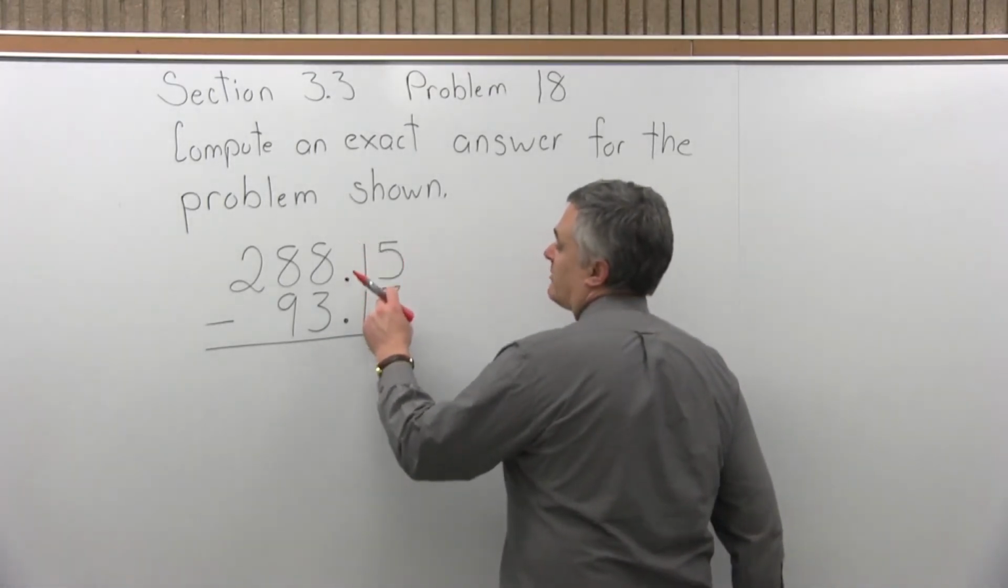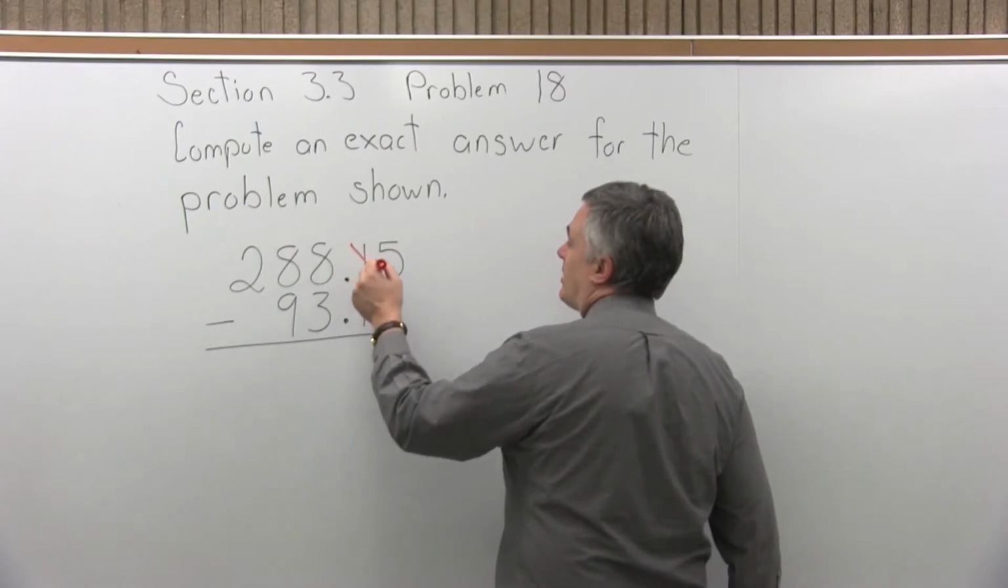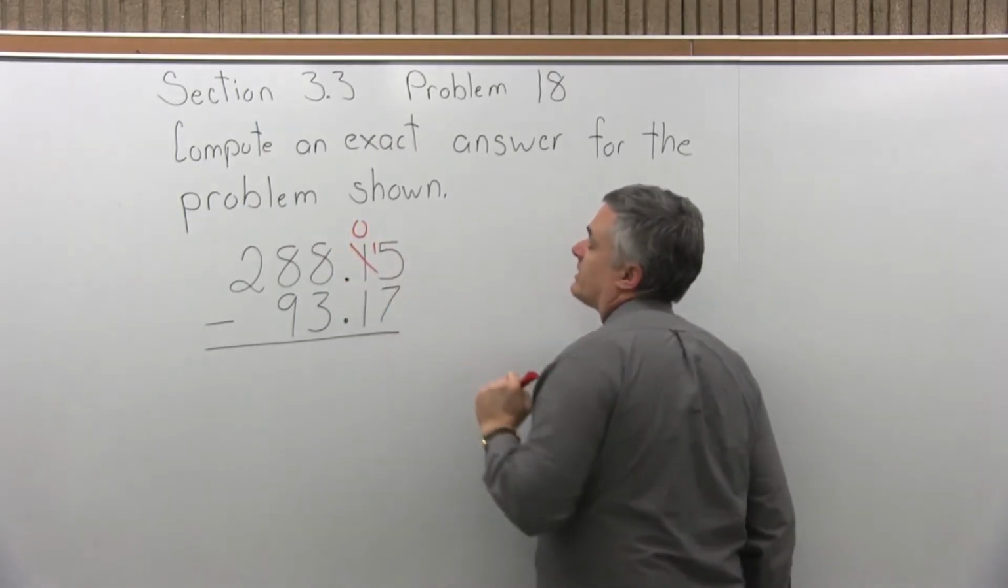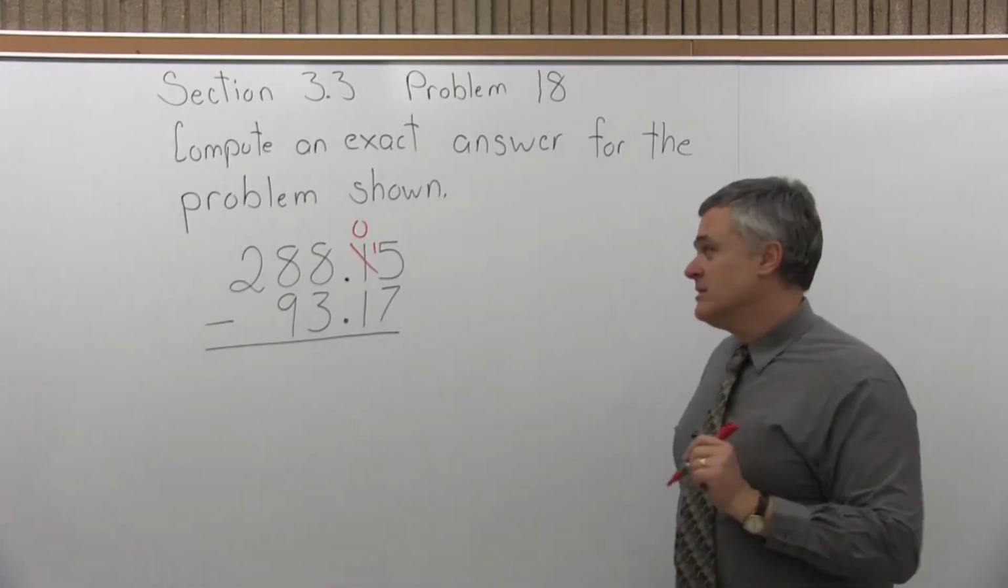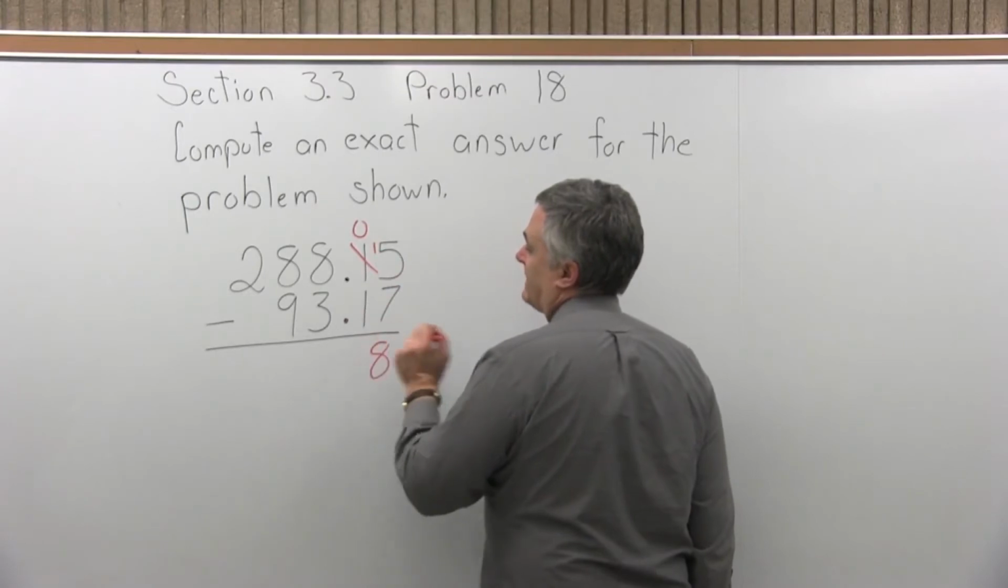So I start with 5 minus 7. Well, the 5 is not big enough to subtract 7, so I will borrow from the digit next to it. It's a 1, and that'll bring it down to a 0, and I can write the 5 as a 15. So now 15 minus 7 is 8.